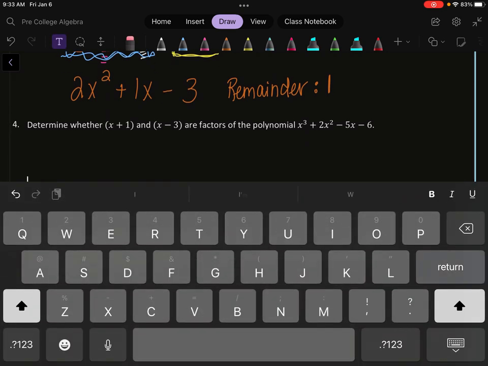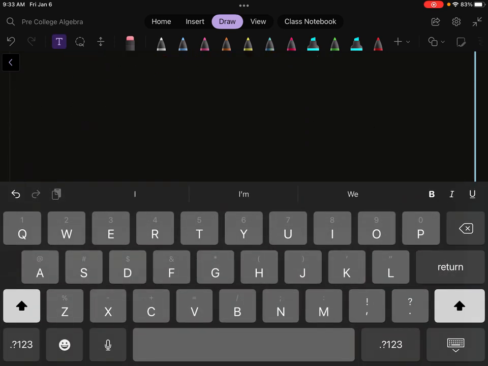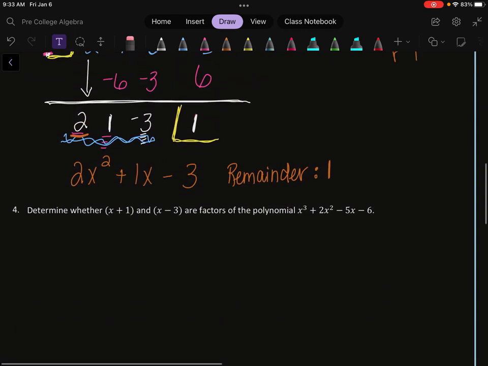All right, so the next question here. Determine whether x plus 1 and x minus 3 are factors of the polynomial. So we know how to factor this guy, right? We typically would use grouping, but that doesn't work in this case because really, if I try to group, it doesn't work out. It just doesn't work out.